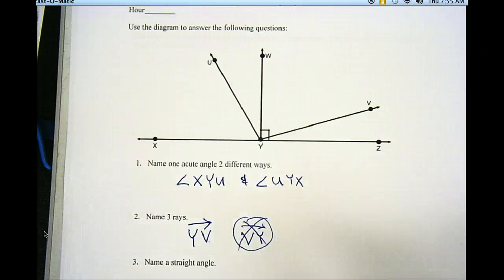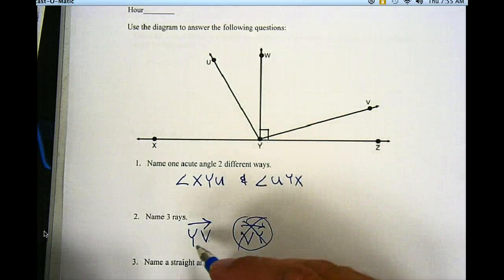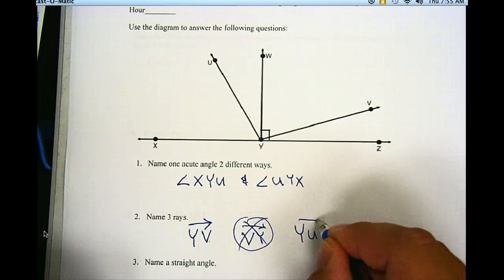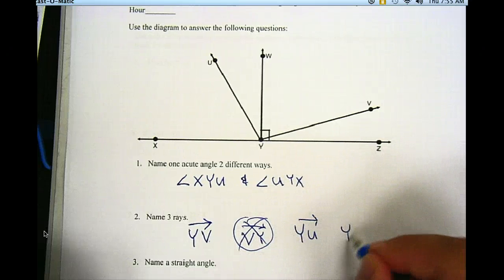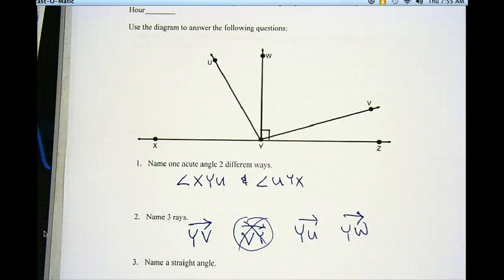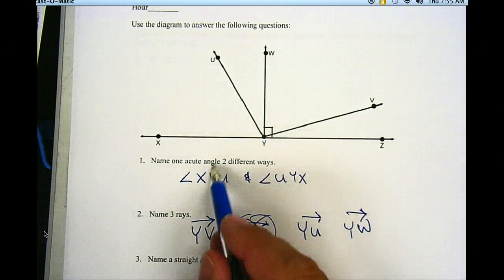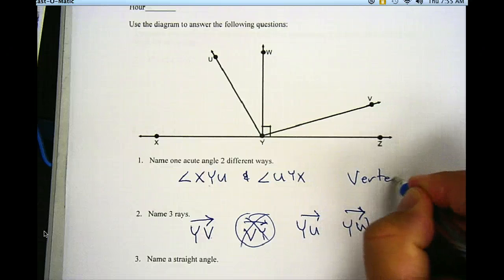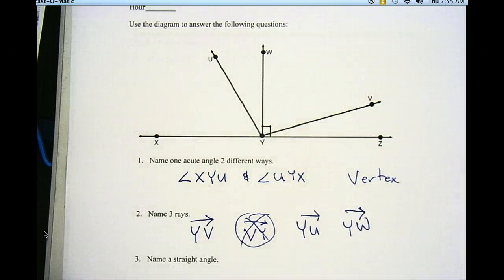So to name three rays, I could do yv, I could do yu, and I could do yw. Each time I do it, I need to make sure I do the ray sign above the two letters. Rays always have two letters, angles always have three letters. The middle letter in the angle is called the vertex. Remember that. The vertex is the middle letter in an angle.